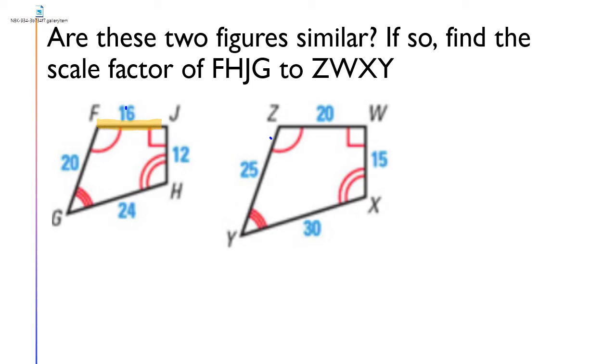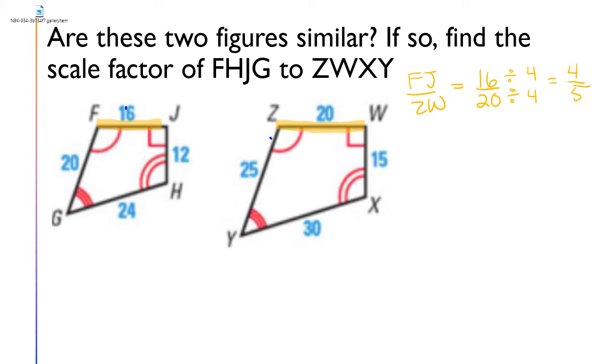Let's start with side FJ. Side FJ corresponds to side ZW. So if I look at the ratio of side FJ to side ZW, that gives me 16 to 20. And I want to write my fractions in simplest form, so I find the greatest common factor, which in this case is 4. And so that ratio becomes 4/5.